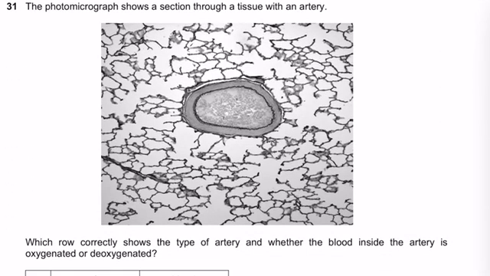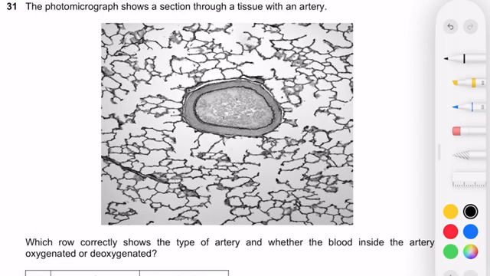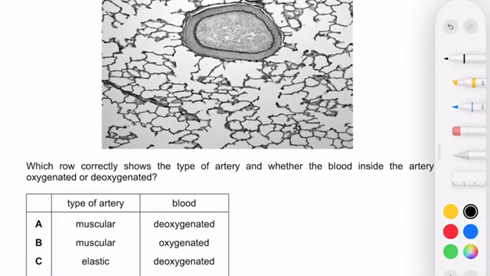Moving on. We have 31. A photomicrograph shows a section of lung tissue with an artery. Which row correctly shows the type of artery and whether the blood inside the artery is oxygenated or deoxygenated? This is most clearly lung tissue because of the alveoli that we can see over here. So obviously the artery is going to be the pulmonary artery, and what we know about the pulmonary artery is that it carries deoxygenated blood. It is a muscular artery. So the type of artery, as I mentioned, is muscular, and the blood is deoxygenated.